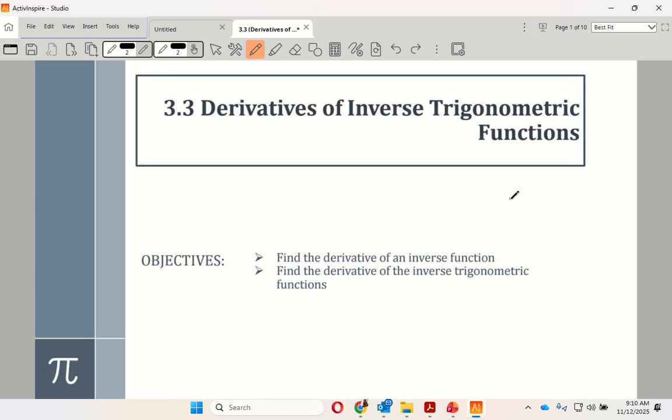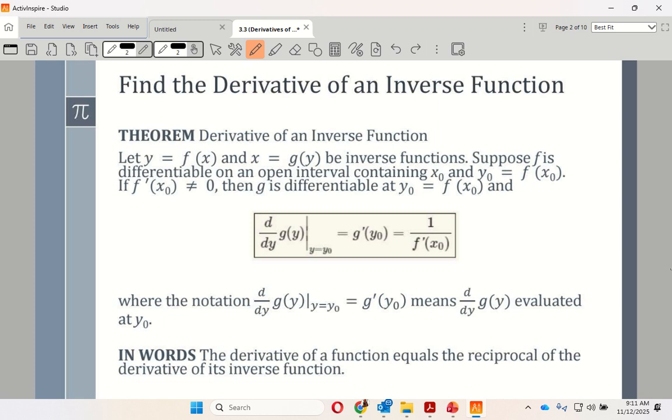All right, derivatives of inverse trigonometric functions. Now, I told you guys beforehand, you kind of have to try and memorize these things, because it's really not that easy to go through and actually figure them out. But we have to use inverse functions. So for this one, it says, find the derivative of an inverse function.